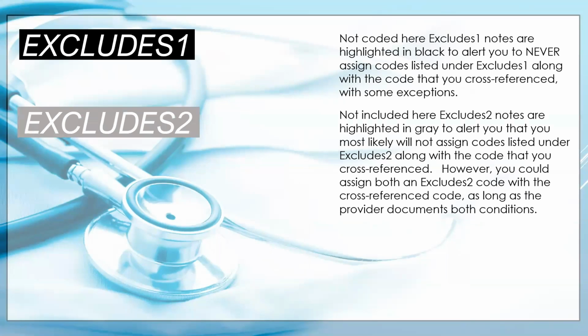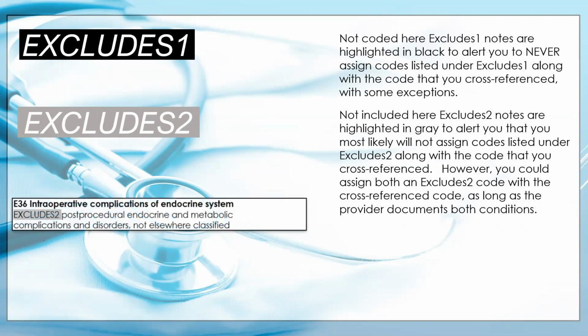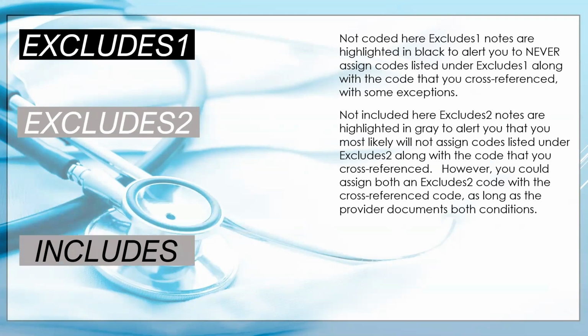Excludes 2 means not included here. This alerts you that most likely you will not assign codes listed under the excludes 2 along with the code that you cross-referenced. However, you could assign both an excludes 2 code with the cross-referenced code as long as the provider documents both conditions. An example is E36, intraoperative complications of the endocrine system. There is an excludes 2 note for post-procedural endocrine and metabolic complications and disorders not elsewhere classified.